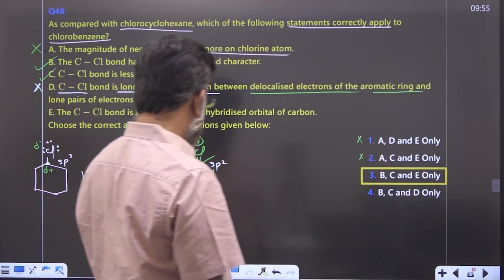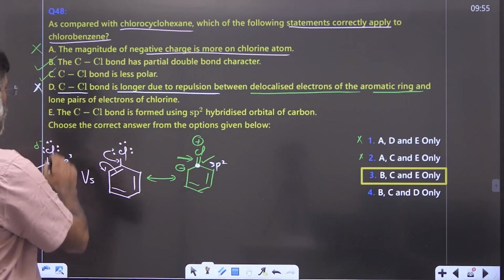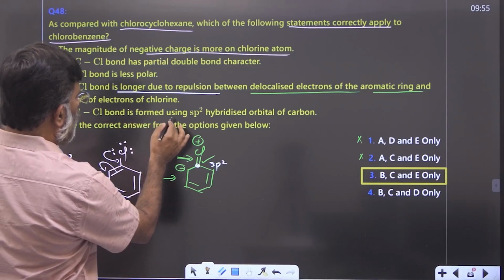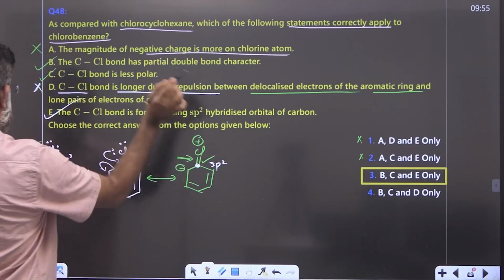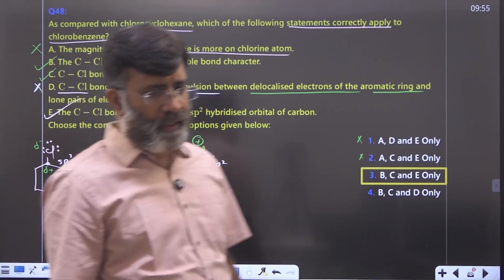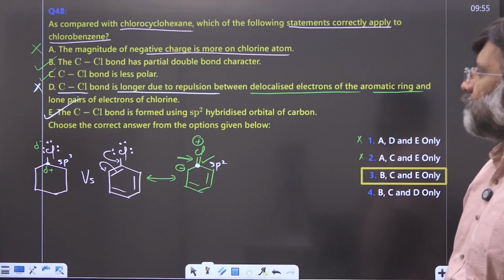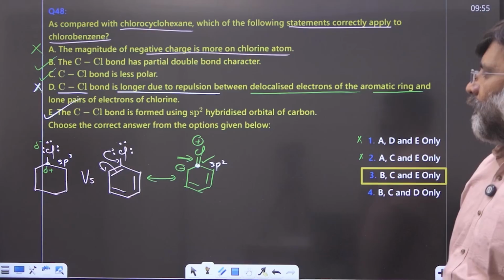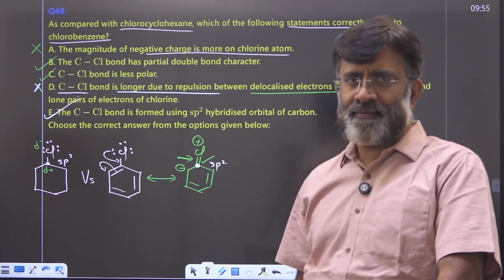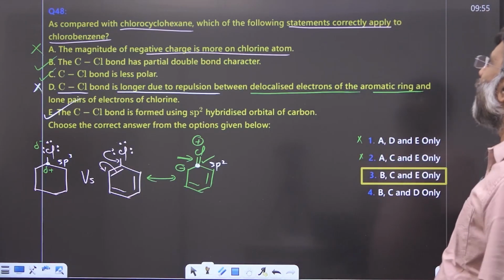What about option E? Carbon-chlorine bond is formed using sp2 carbon. That is a correct statement. So the answer is options B, C, E. I think it is perfect. Next.